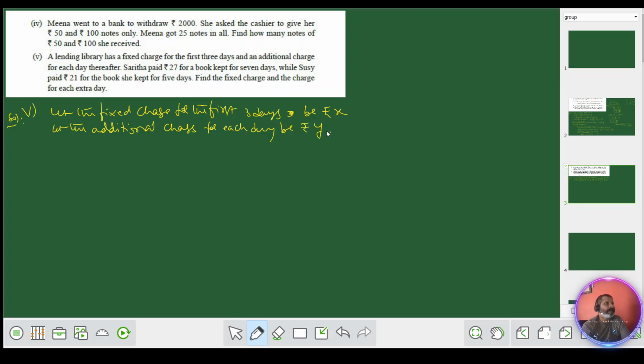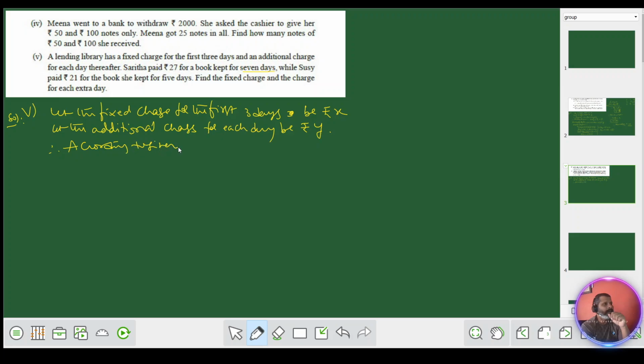Now see, Sarita paid 27 rupees for a book kept for 7 days. First 3 days, x rupees. What are the remaining days? 4 days, because she kept it for 7 days. That 4 days' charge will be y rupees each. Together she gave 27 rupees. We'll construct the equation.